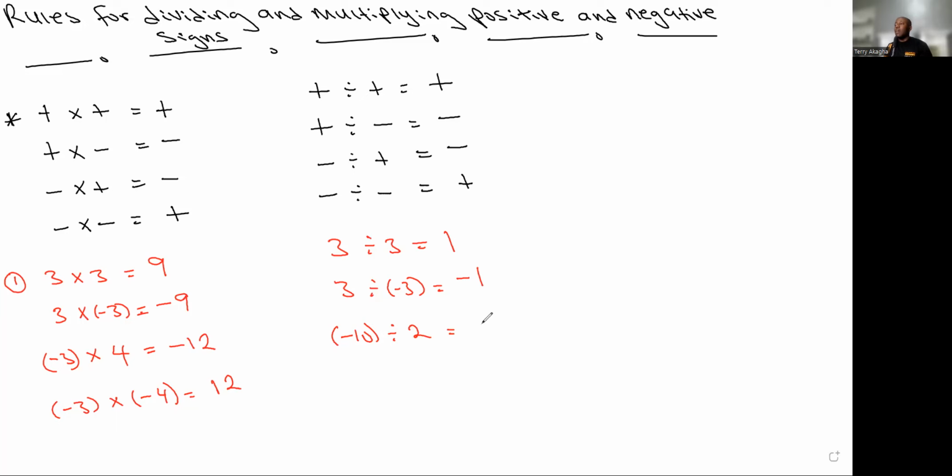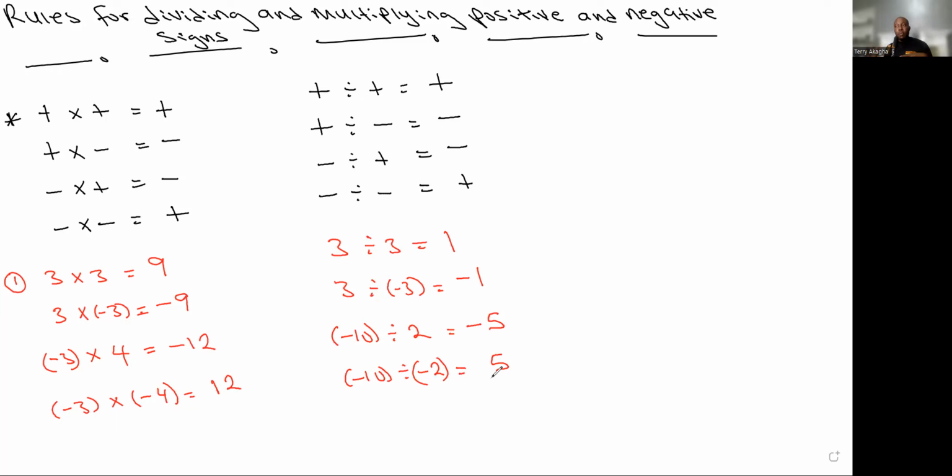Now, the same thing as well, if we have minus 10 divided by 2, it's minus divided by positive, and that will give you minus 5. And when we have minus 10 divided by minus 2, minus divided by minus, okay? And that will give you plus, and that will be plus 5. All right? So this is a very short video. I've talked about each and every one of them.